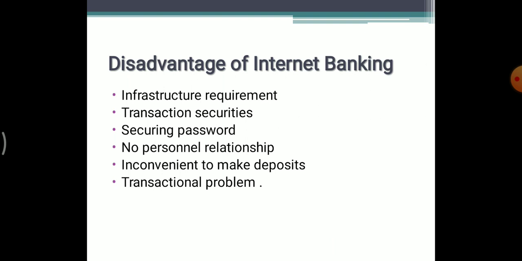And sixth, transaction problems. During internet banking, there are various issues faced by the user, such as transferred payment not reflected, payment failed, and other issues due to technical support. So these are all the disadvantages of internet banking.